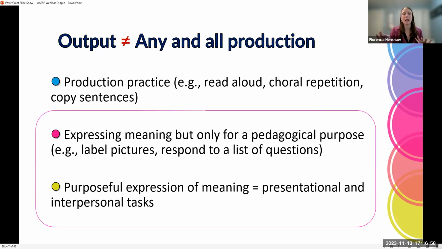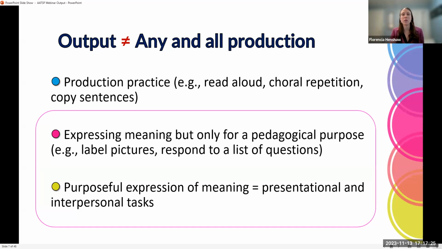So to me, the middle and the other extreme, anything that involves meaning is output. And that's how Swain defined it. That's how VanPatten would define it, right? It has to involve meaning. Purpose, geez, is debatable, right? To what extent does the purpose contribute? But at the very least, to be considered output, we need to be expressing meaning.